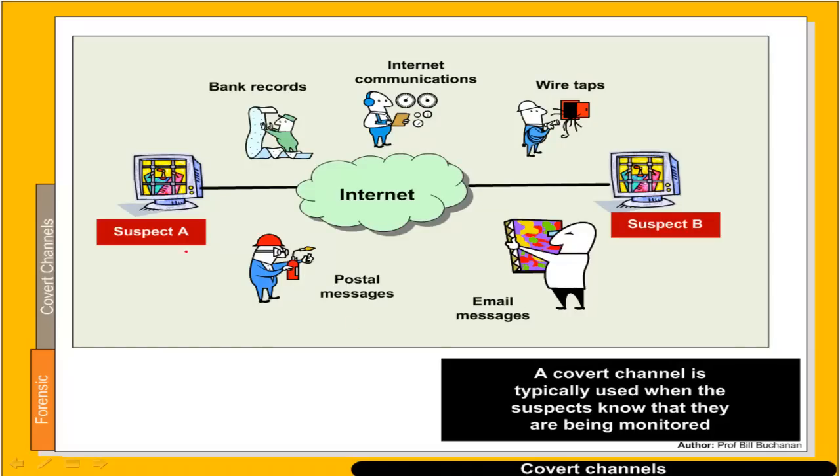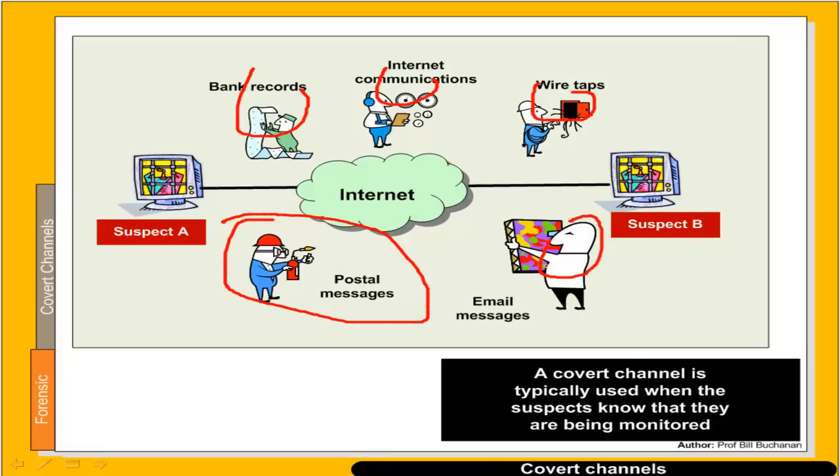And covert channels are typically used when there are two suspects and they know that they are being observed. So their bank records are being looked at, their internet communications, there are wiretaps, their email messages are looked at. So they know that they are being watched all the time and listened to. So they will try to send each other a covert message without these entities finding out what the covert message actually is.